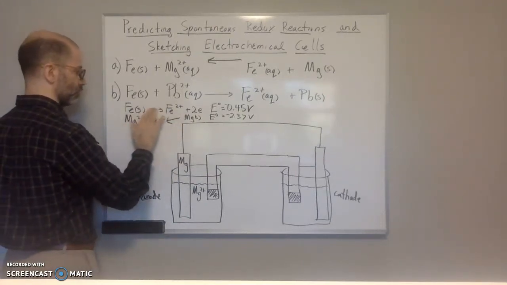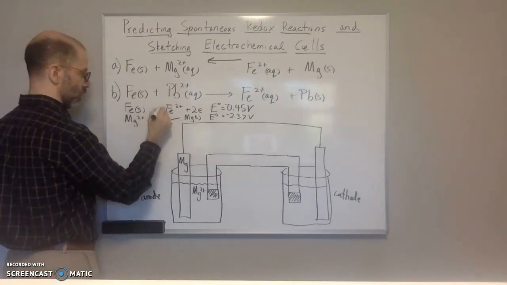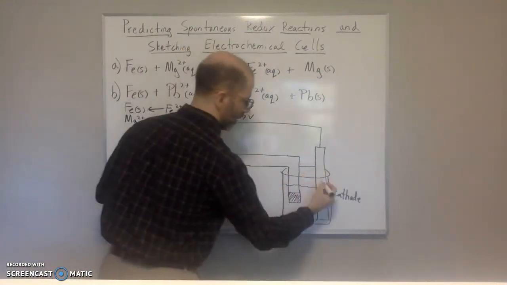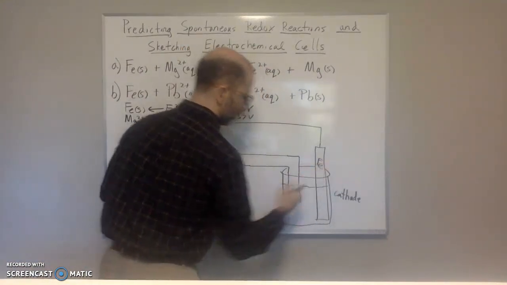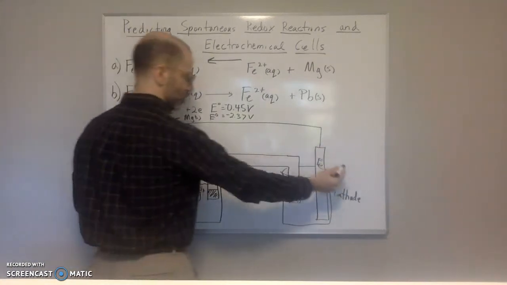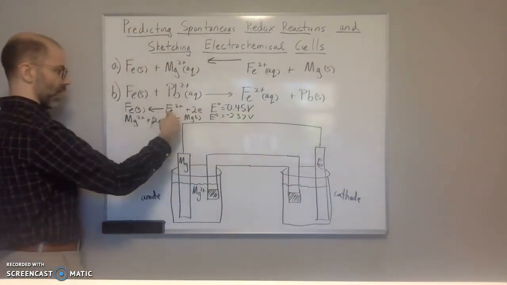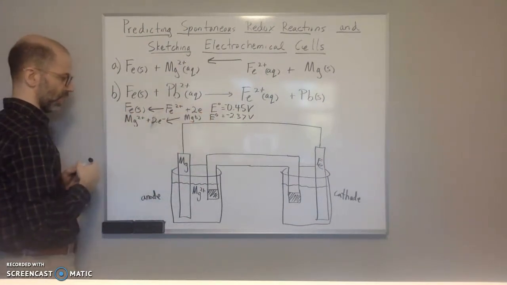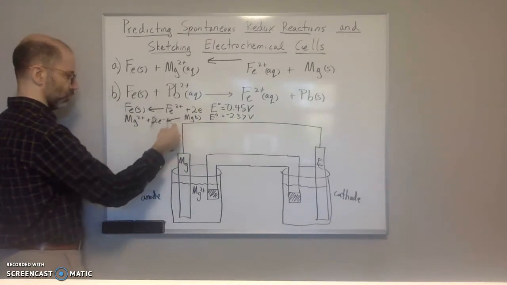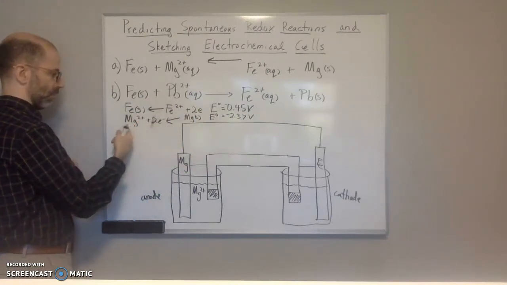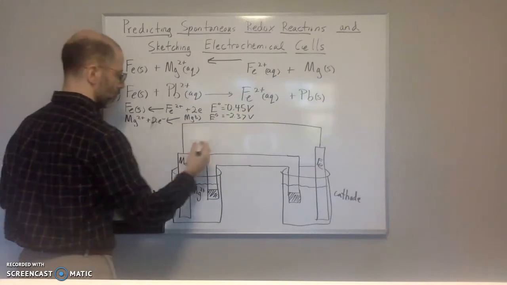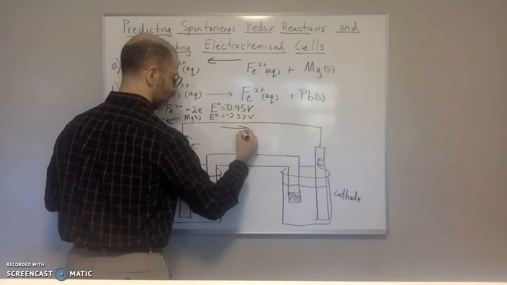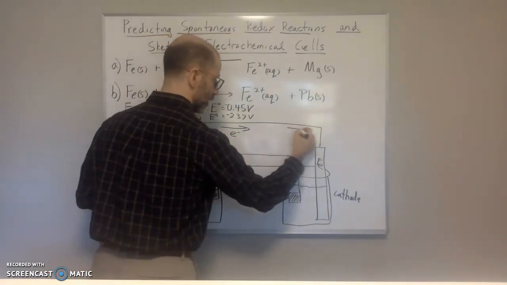So then iron 2+ is going to form iron. We're going to have an iron electrode there. So reduction is going to happen here. Iron 2+ is going to be reduced. It's going to gain 2 electrons and form the iron. Magnesium is going to lose the 2 electrons and form magnesium 2+. So the electrons are going to be flowing in this direction here.